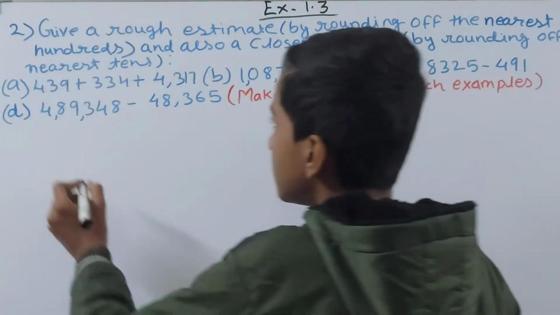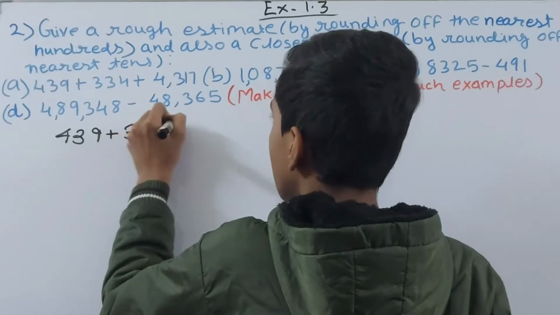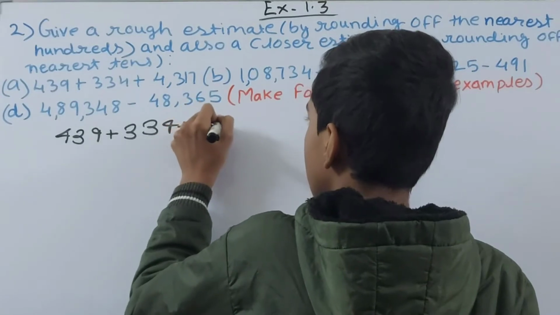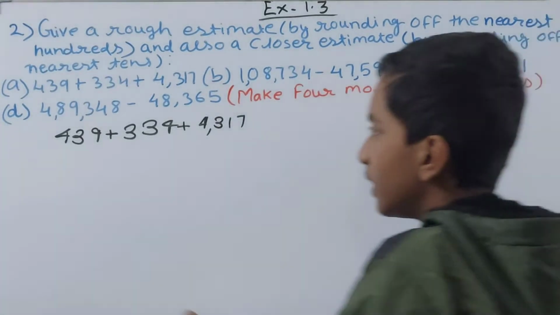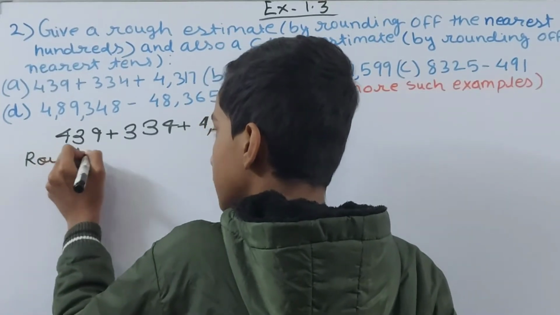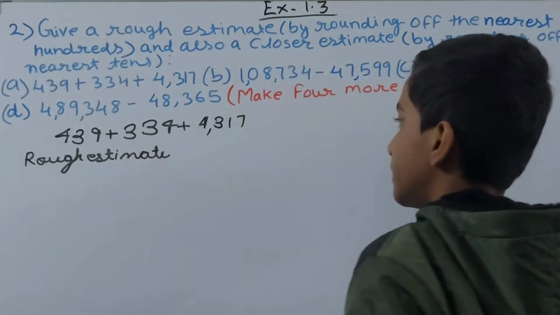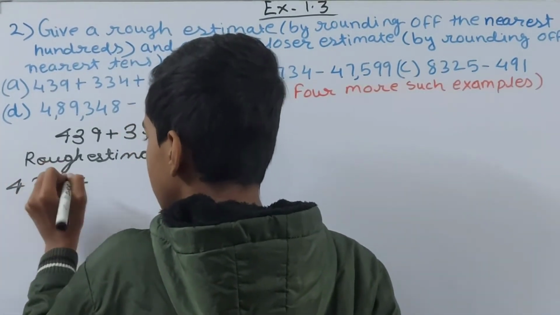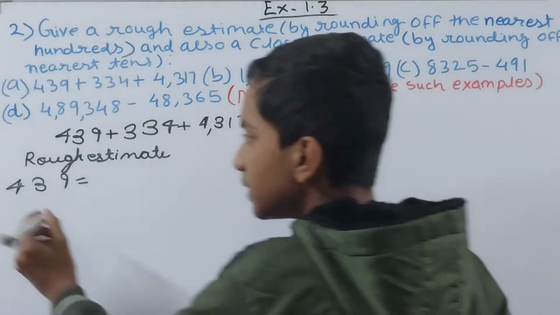So A1, here it is 439 plus 334 plus 4317. Okay, now see what we will do here is first we will find the rough estimate. For this we will round these off to the nearest hundreds place. So first we have 439. Now what will we do with this 439? We are rounding it off to the nearest hundreds place first.